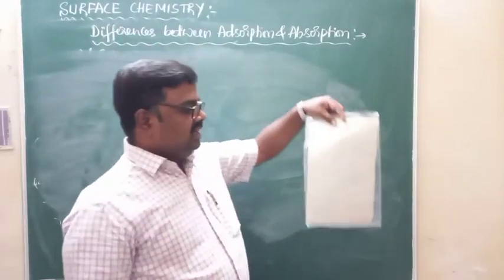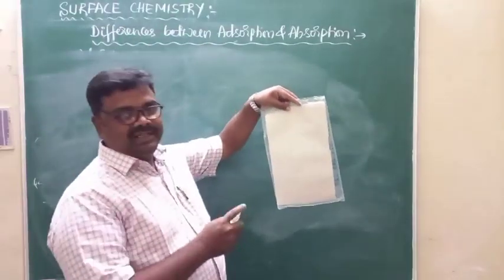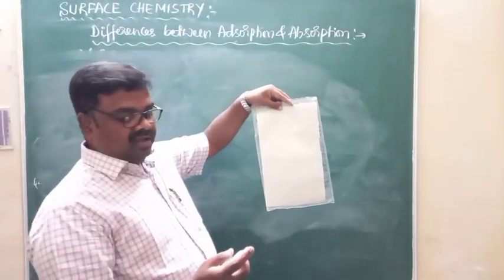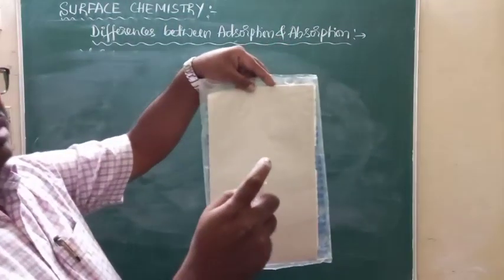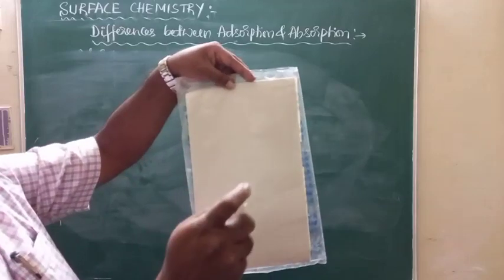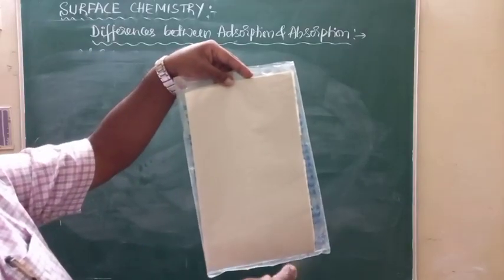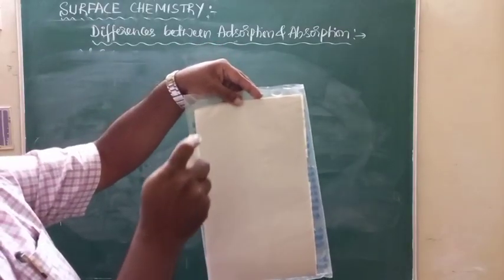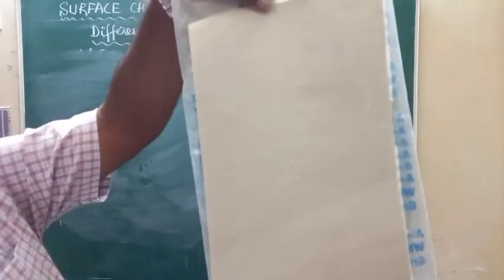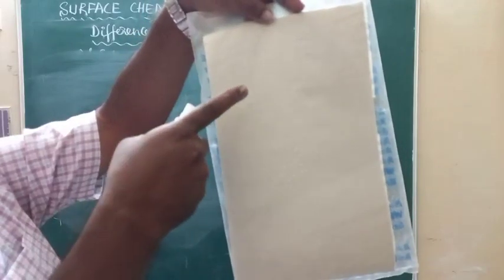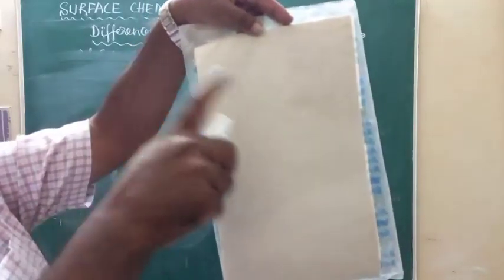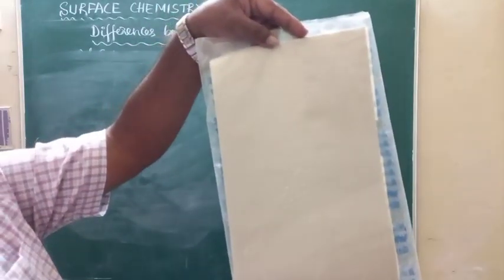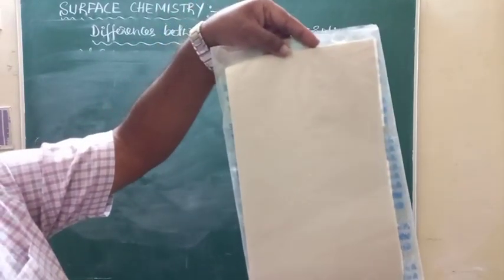Look at this. This is one plastic cover. I am going to spray water there. Just observe, water particles will be on the surface of the plastic. You can find some of the water molecules flowing down. They are attached to the surface. This is what we call adsorption.